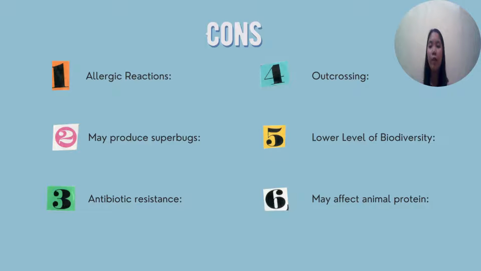It can happen over large distances where new genes can be included in the offspring of organic traditional plants or crops that are miles away. This means difficulty distinguishing which crop plots are organic and which are not, posing a problem of not being able to properly label non-GMO food. Number 5, lower level of biodiversity, and number 6, may affect animal protein.